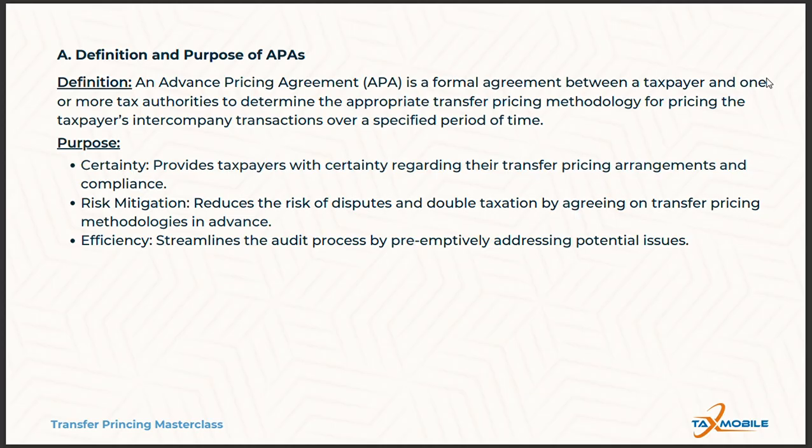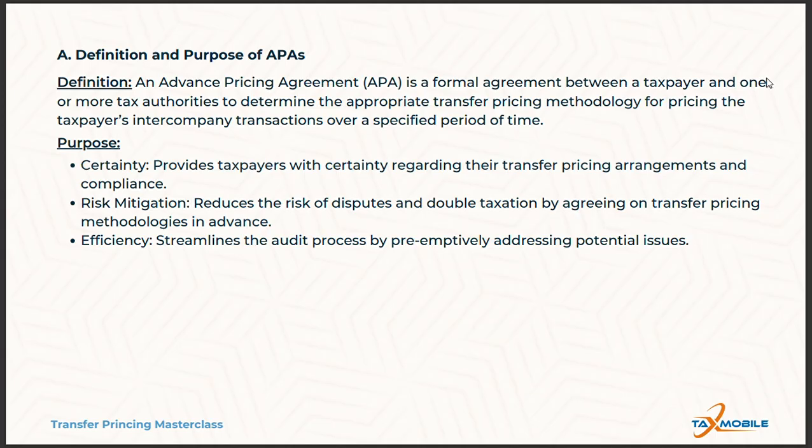So let us look at the purpose of it now, having explained the definition. Now, purpose, certainty. Advanced pricing agreements provide taxpayers with certainty about their transfer pricing arrangements, reducing the risk of disputes with tax authorities. Now, let's look at risk mitigation as well.